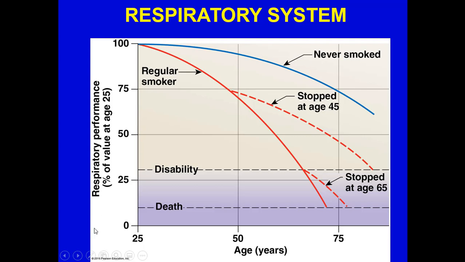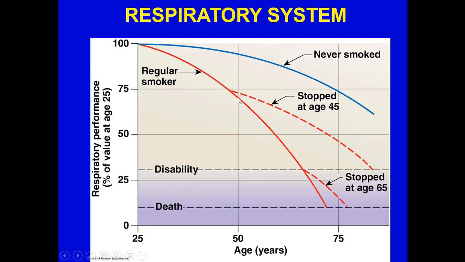So I want to go over some of these basics as we come up to the conclusion of our respiratory system chapter. If you look at the respiratory performance, that's the percentage of value at age 25. As you move from 25, you start having this decline. Now, notice that the decline is much more gentle in slope, even to the point of 75. But if you're a regular smoker, that decline begins to really increase in its slope and accelerate.